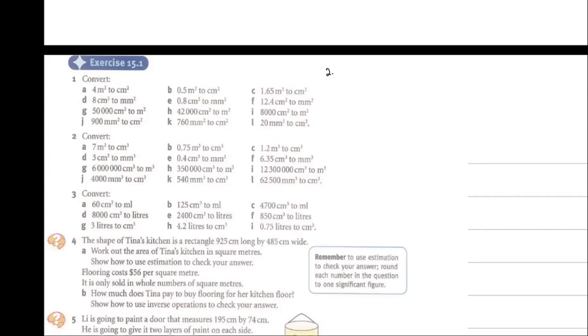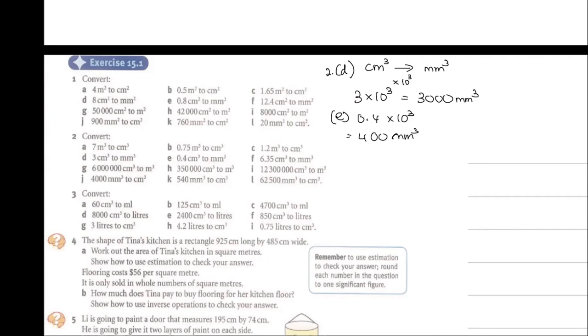So let's look at D, E, F. Question D is cubic centimeter to cubic millimeter, times 10 cubed. 3 times 10 cubed, 3, 1, 2, 3. E, 0.4 times 10 cubed, 4, 1, 2. F.